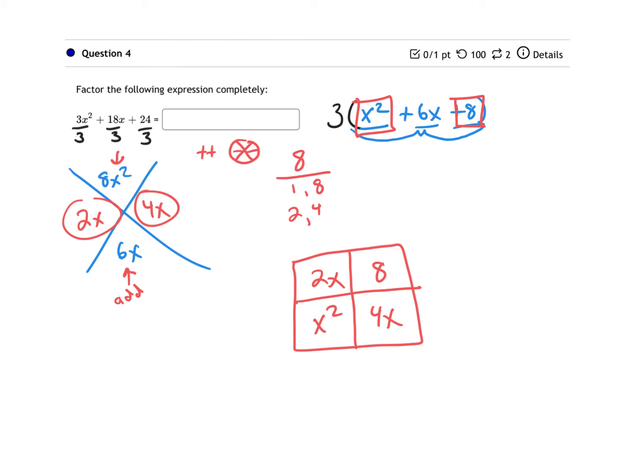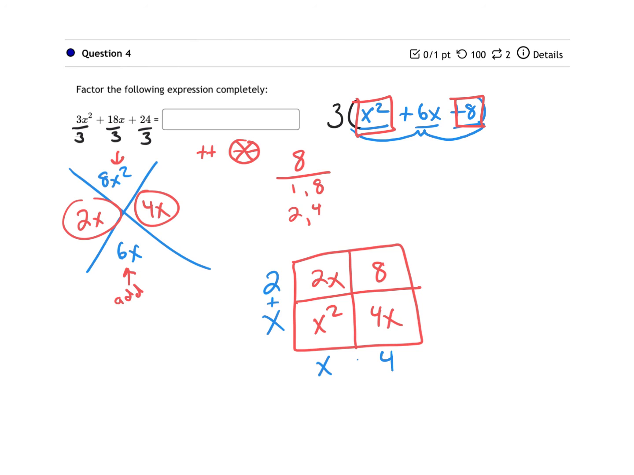Now I need to figure out what my factors are going to be. So what number times what number is going to give me x squared? Well, I know that's going to be x times x. Then I say x times what number gives me 2x? Well, that's going to be 2. And I say x times what number gives me 4x? So I'm going to say 4.